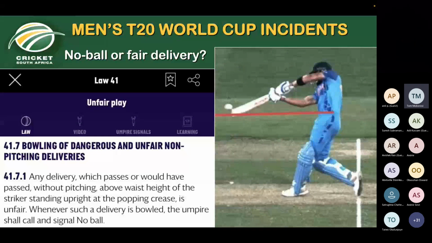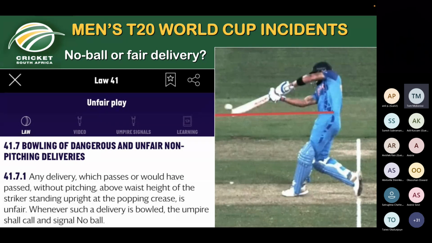Then the next question is, why was that not reviewed? The reason is that reviews for this are only if the batter is dismissed. So in this particular delivery, the batter was not dismissed. He hit the ball for 6. So the umpires are not allowed to review whether the ball was over waist height or not. The on-field call stays.